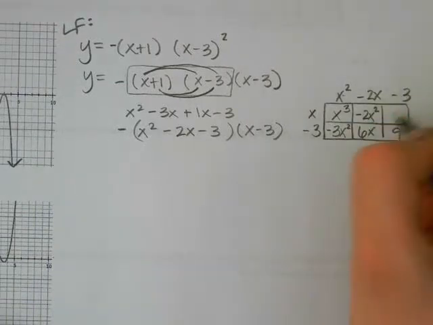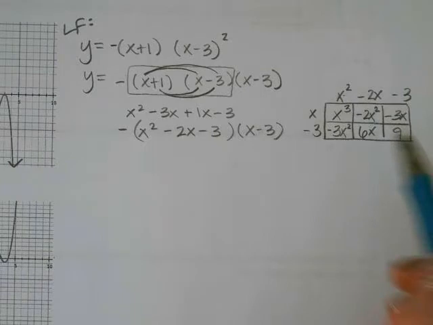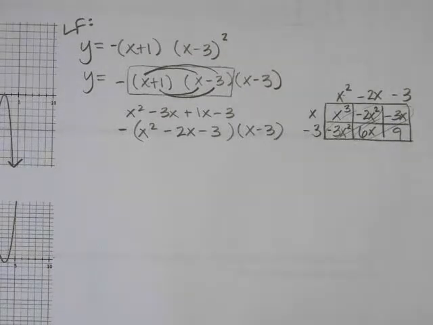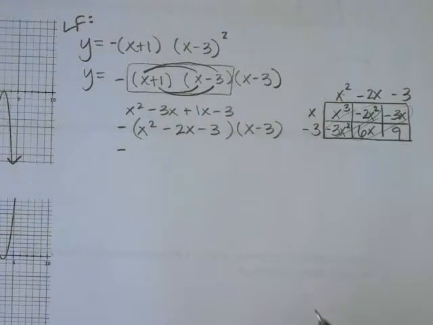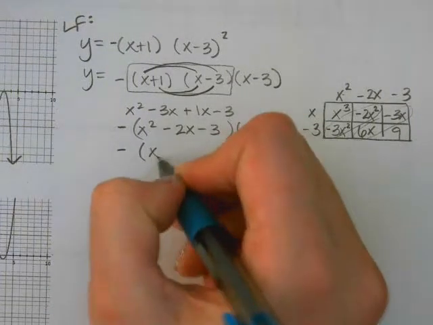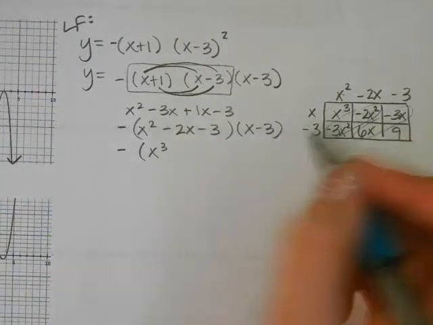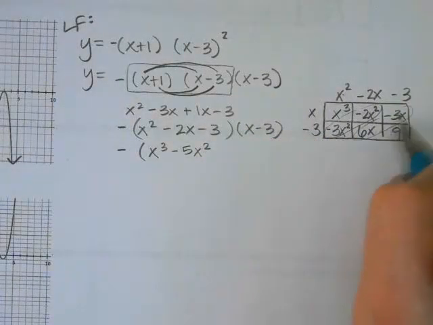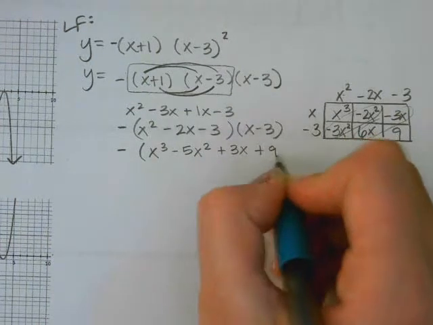So this one will be negative 3x and then the 9. Okay. And what you'll notice is that the like terms are kind of on diagonals with each other. That's one of the reasons I like doing the box for these. So we still have that negative in the front. And now we have x to the third, and we have negative 5x squared, and we have positive 3x and positive 9.